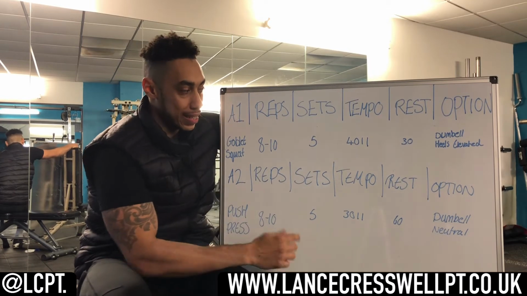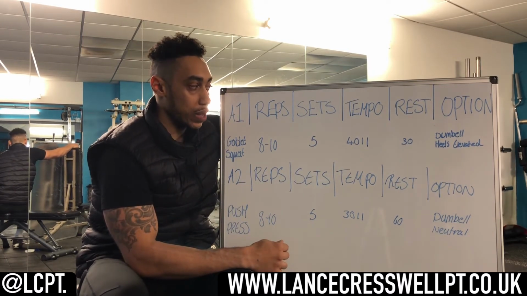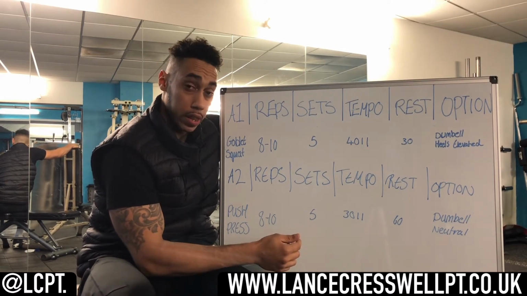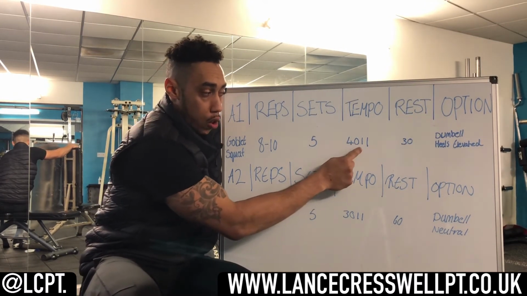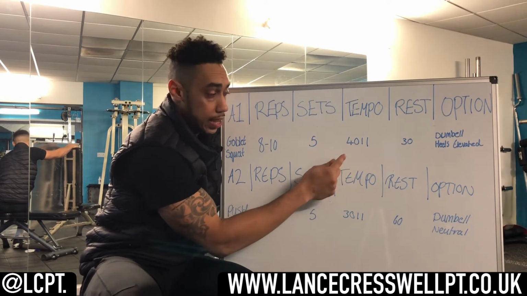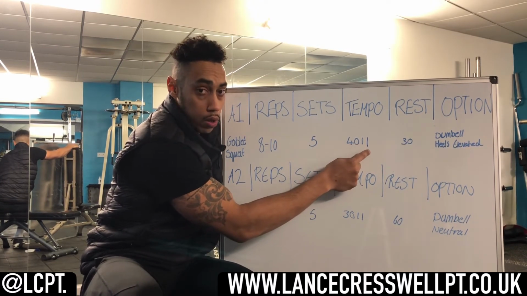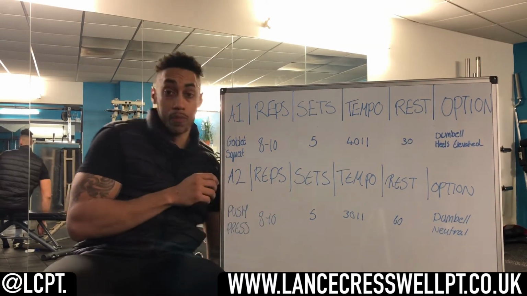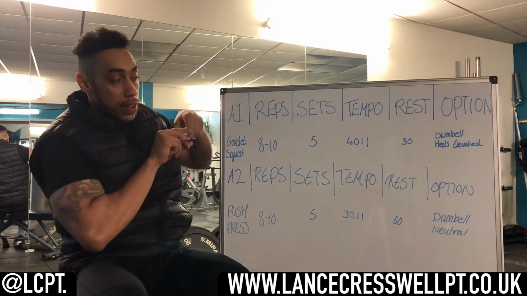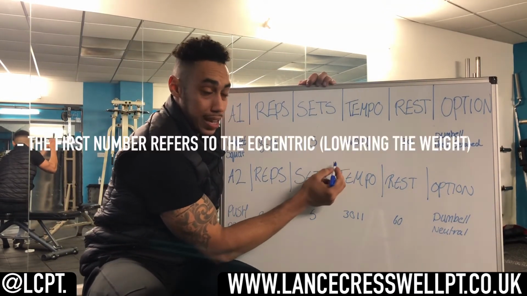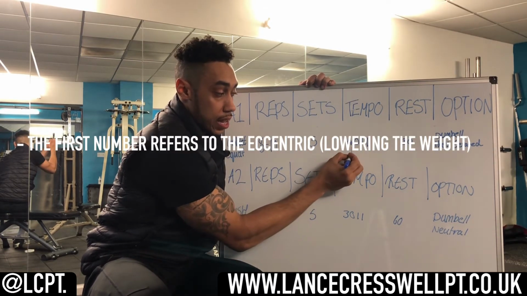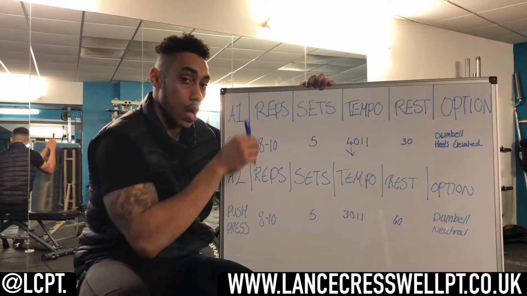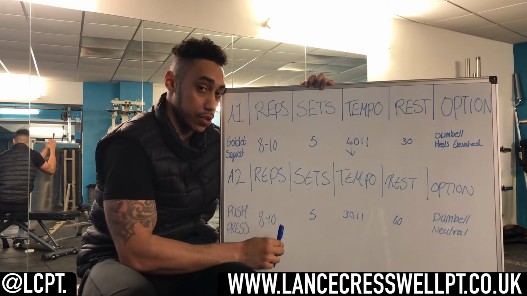The tempo. Now the tempo is, without a doubt, the most confusing thing, okay? But if you look at it, it's not that confusing if you break it down. It's 4 different numbers, so for example here, 4, 0, 1, 1. What it refers to is 4 different points in the movement, in the exercise. The first number is always the eccentric, so it's always the way down of the movement. If you're performing a goblet squat, on the way down, how long it takes you to get there.